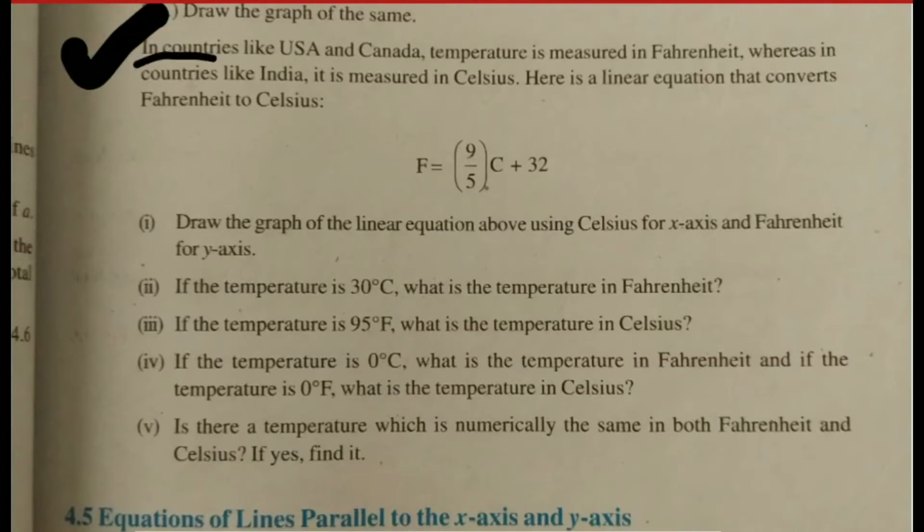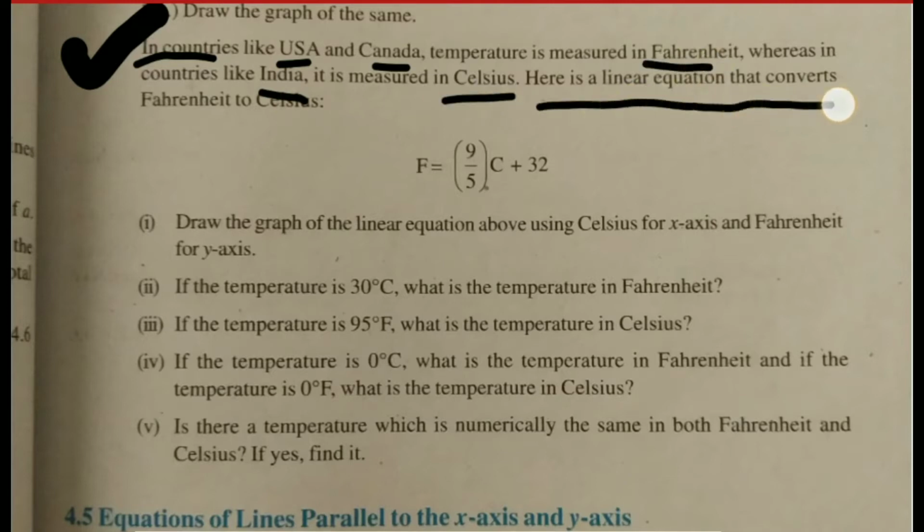In countries like USA and Canada, temperature is measured in Fahrenheit, whereas in countries like India, it is measured in Celsius. Here it is a linear equation that converts Fahrenheit to Celsius. The equation is F is equal to 9 by 5 C plus 32. First of all, you need to draw the graph of the linear equation above using Celsius for x-axis and Fahrenheit for y-axis. Now we'll do this one.